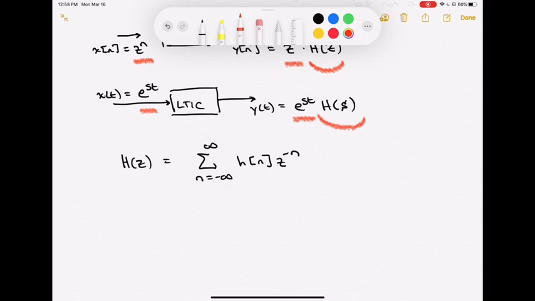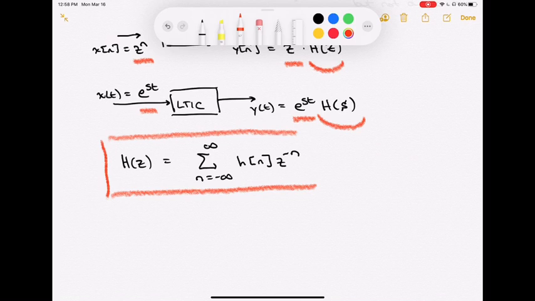I'm going to go ahead and box this. This is actually the result that we were trying to work our way to. This particular one here is the bilateral, what is called the bilateral z transform.